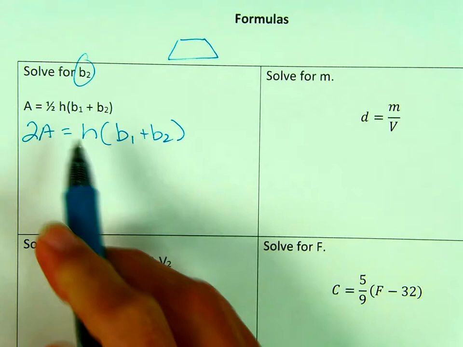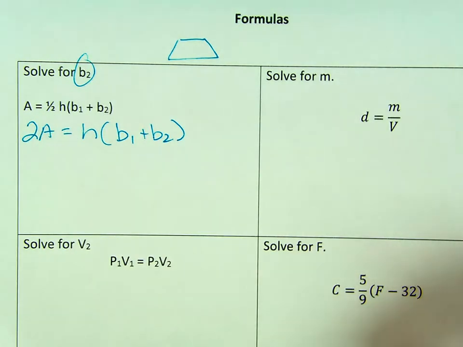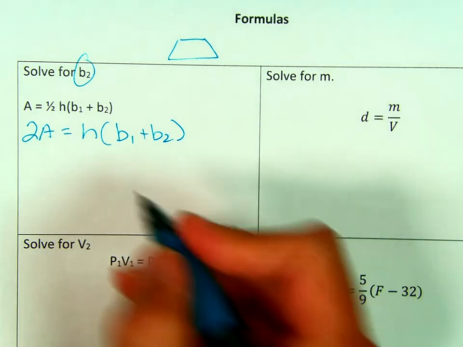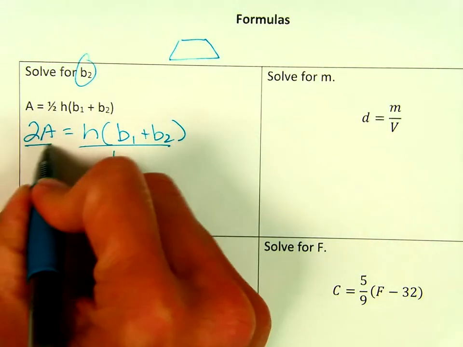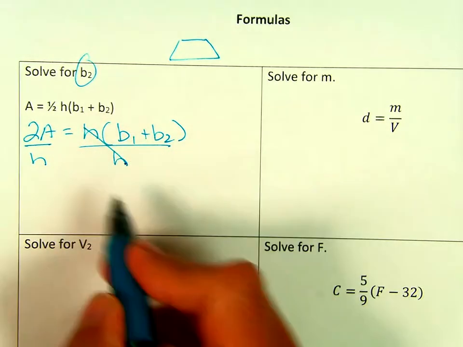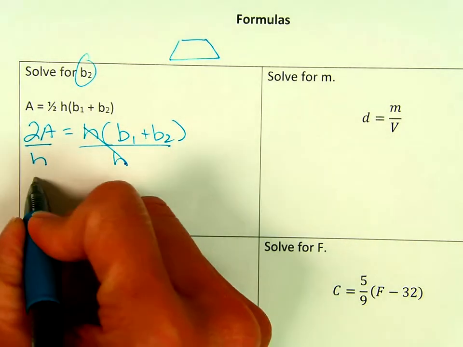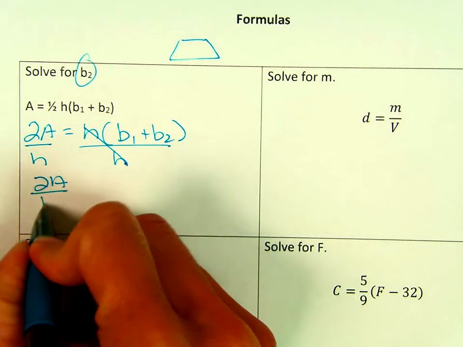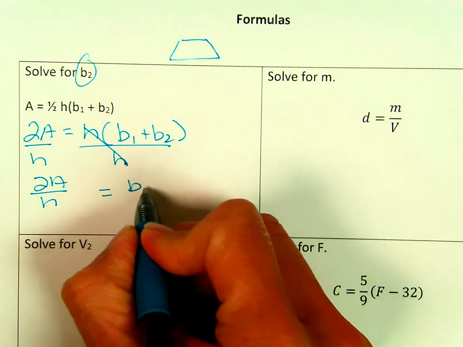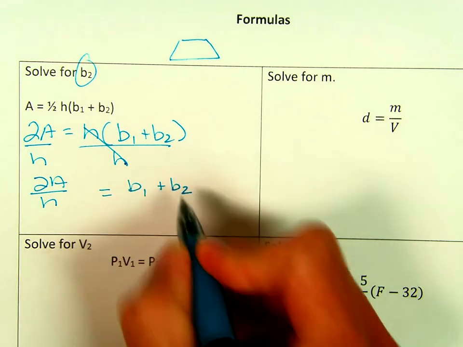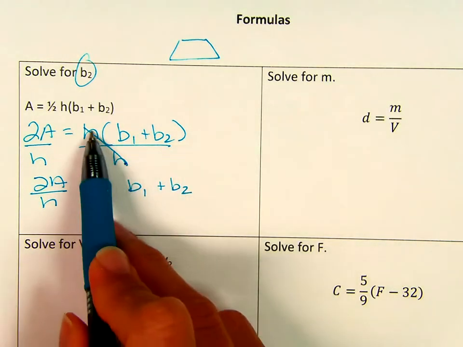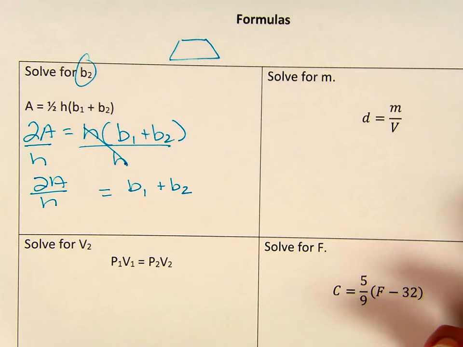So now the 1/2 cancels out. That's why I did it. Now I need to get rid of the h, so I'm going to divide both sides by h. The reason I did that is to cancel it out. So now I have 2A over h equals B sub 1 plus B sub 2. There's no reason to have parentheses anymore because I got rid of everything that was being multiplied by it.